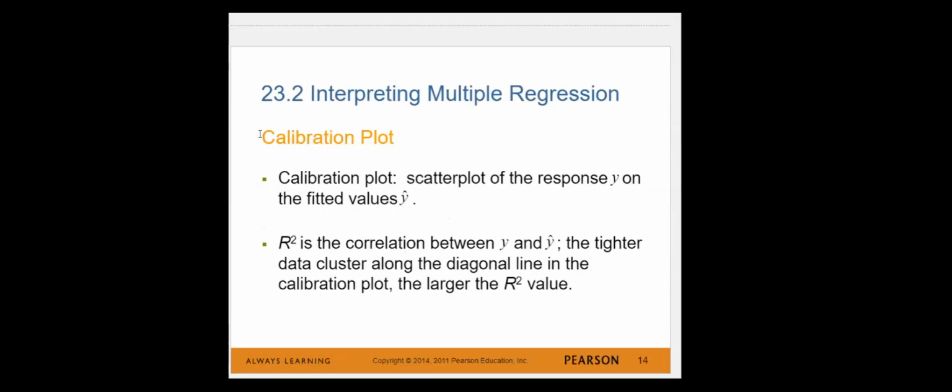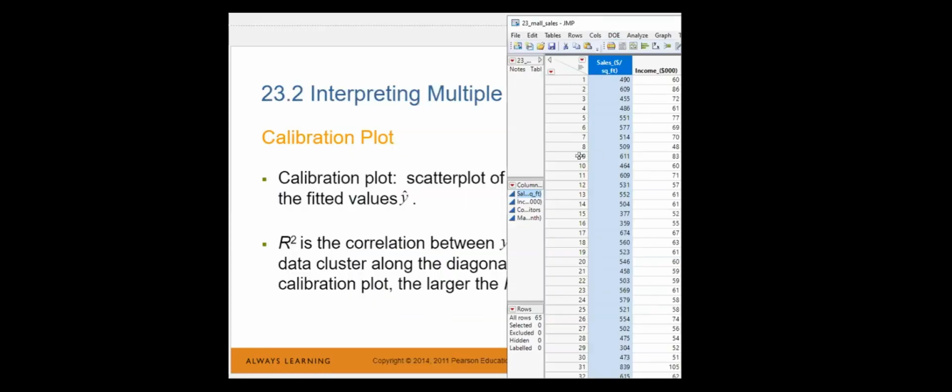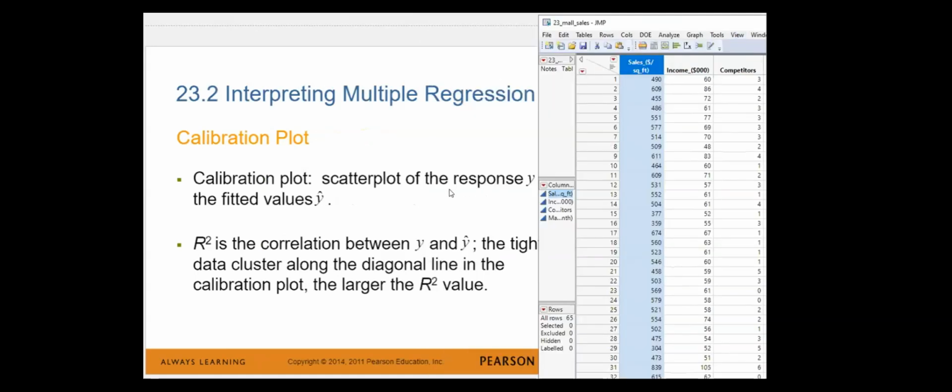So what is a calibration plot? A calibration plot is a scatter plot of the response y on the fitted values of y hat. So what's the difference between y and y hat? Looking back at the data, this is my data, right? The response variable here is sales. These are the actual y's, actual response values. And that's right there. That's your response y. Actually, the dots on the scatter plot versus the values calculated based on the formula, right?